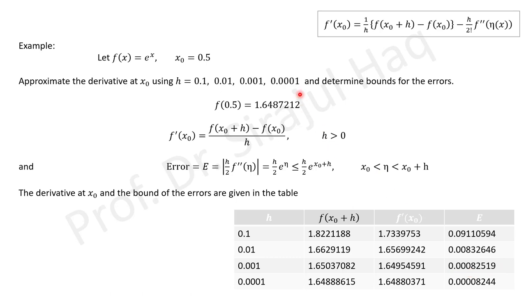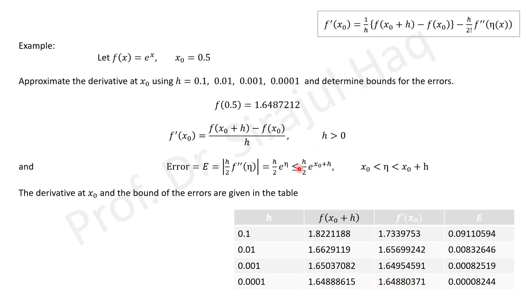Similarly, if I use h equal to 0.0001, f of 0.5 plus 0.0001, which is 0.5001. Replace x by 0.5001, and you are getting this value. This value minus f of 0.5 divided by h, which is 0.0001, is the approximated value of the derivative of the function.